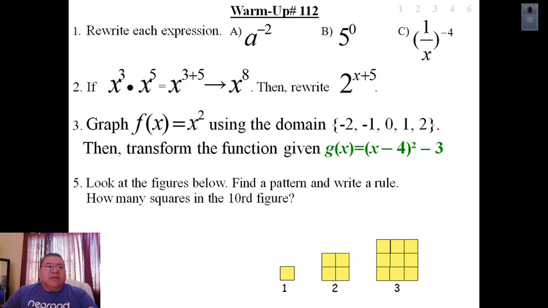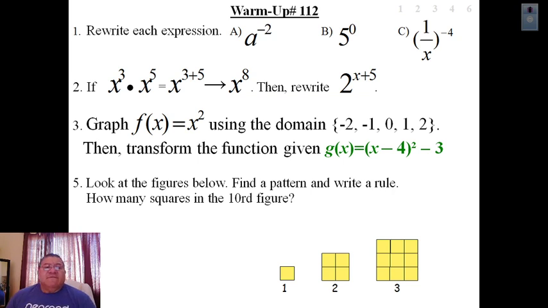Number 2, it says if x to the third times x to the fifth is equal to x to the 3 plus 5, which is x to the 8th, then rewrite 2 to the power of x plus 5. Let's see how you do with that.